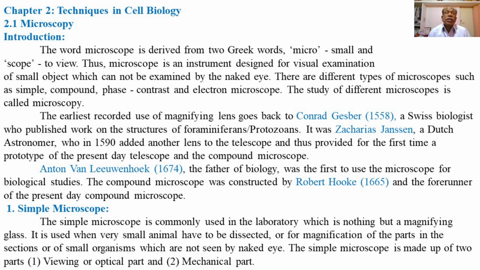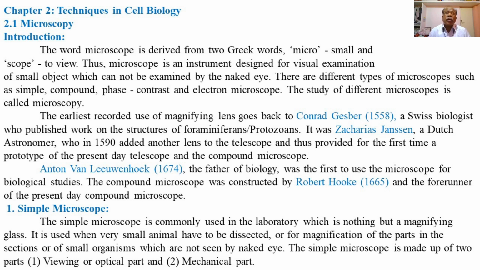The word microscope is derived from two Greek words, micro, that is small, and scope, which means to view or to see. Thus, a microscope is an instrument designed for visual examination of small objects which cannot be observed by the naked eye. There are different types of microscopes such as the simple microscope, compound microscope, phase contrast microscope, and electron microscope. The study of different microscopes is called microscopy.